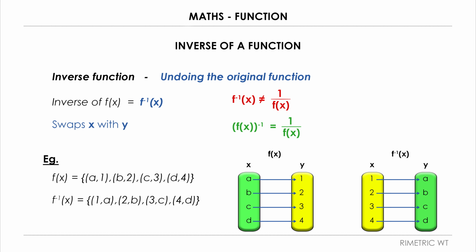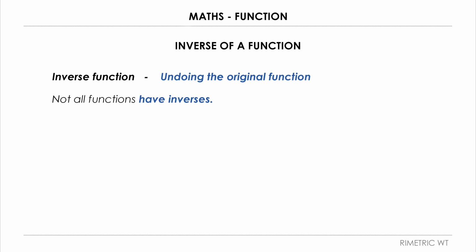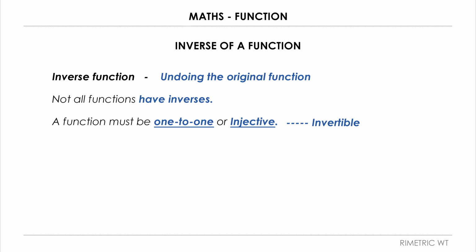Now, we need to understand the fact that not all functions have inverses. For an inverse to exist as a function, the original function must be one-to-one, or injective, meaning that every output comes from exactly one input. A function that has an inverse function is called an invertible function. On the other hand, if a function is not one-to-one, then it is not invertible, meaning that it does not have an inverse function.